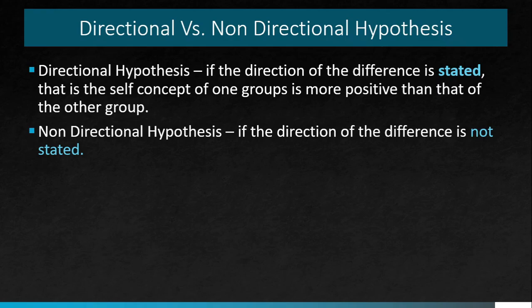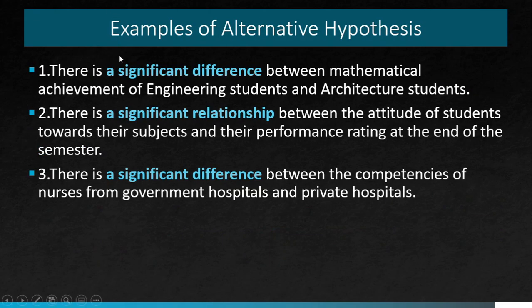Okay, so examples of which, if we will go back here, so here, there is a significant difference between the mathematical achievement of engineering students and architecture students. So this particular hypothesis is considered to be non-directional. Why? Because it does not state whether engineering students have more mathematical achievement over architecture students, or architecture students have more mathematical achievement over engineering students.